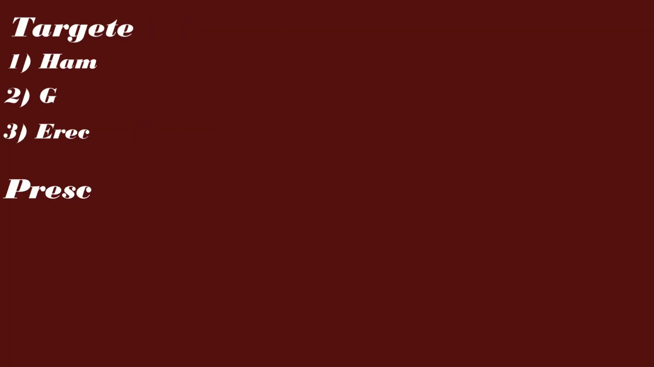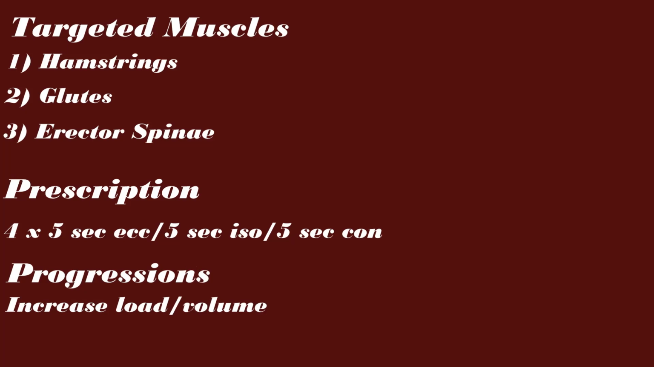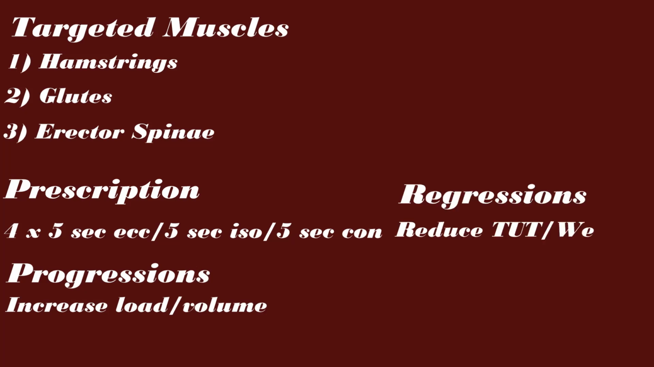The unilateral 45-degree extension. The targeted muscles of this exercise are the hamstrings, glutes, and erector spinae muscles. The prescription for this exercise is 4 sets of 5 seconds eccentric, 5 seconds isometric, and 5 seconds concentric. Progressions include load and volume, with regressions including reduced time under tension and weight.